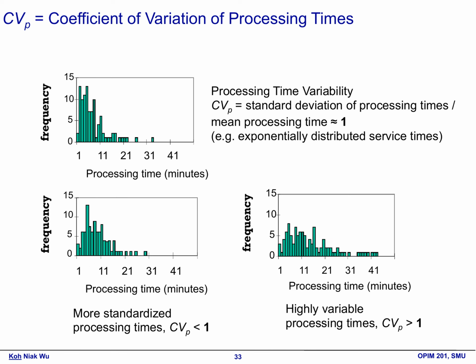The bottom right graph reveals a high variability in processing times. In this case, CVP is greater than 1. This suggests that there is a wide range of times taken to complete tasks.